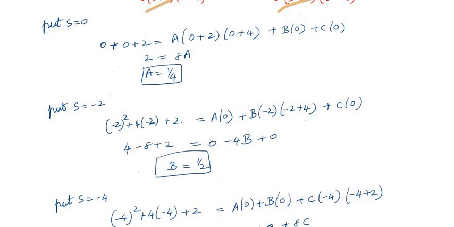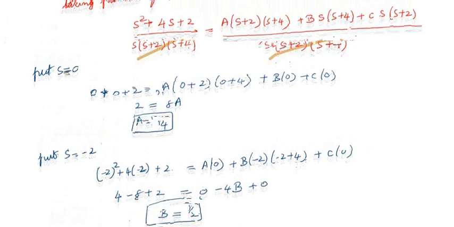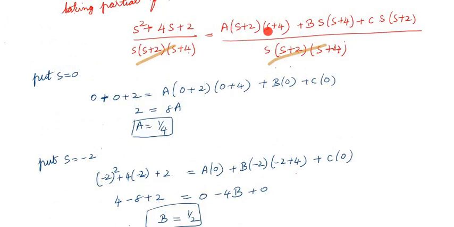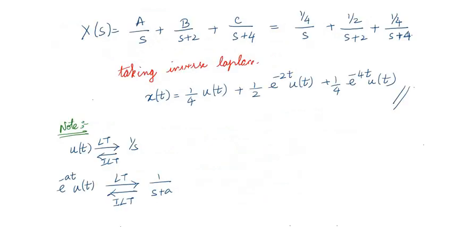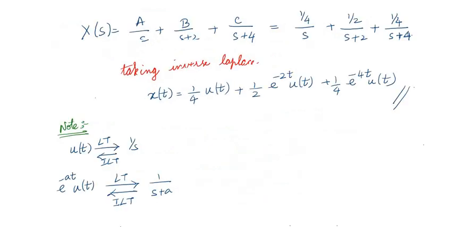Next, to solve for C, what do I have to put? In place of s, put minus 4. So minus 4 plus 4 becomes 0, so A and B become 0 and we get only the C value. On solving, you should get C as 1 by 4. Once you have got A, B and C, what do you have to do? Just plug them into X(s).